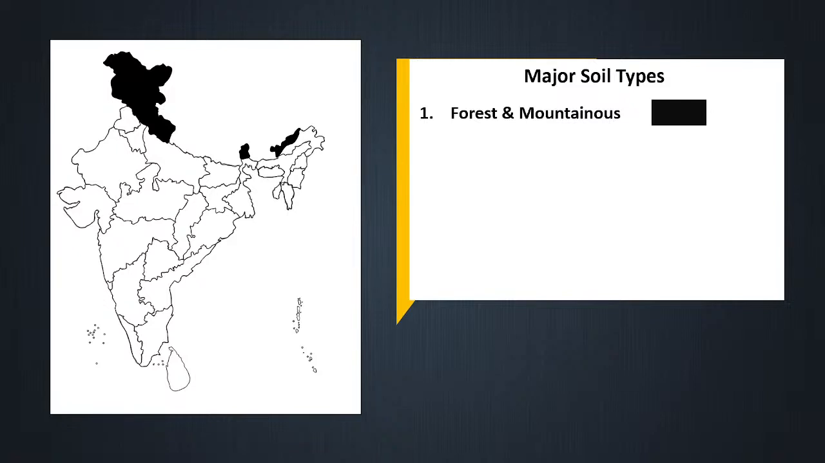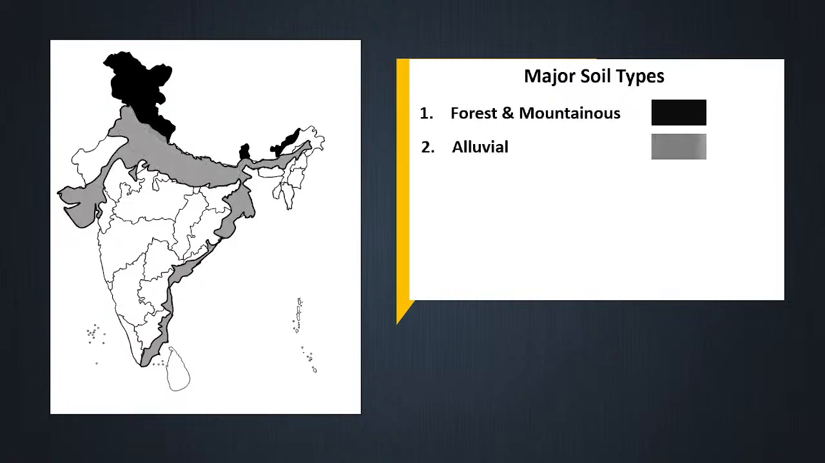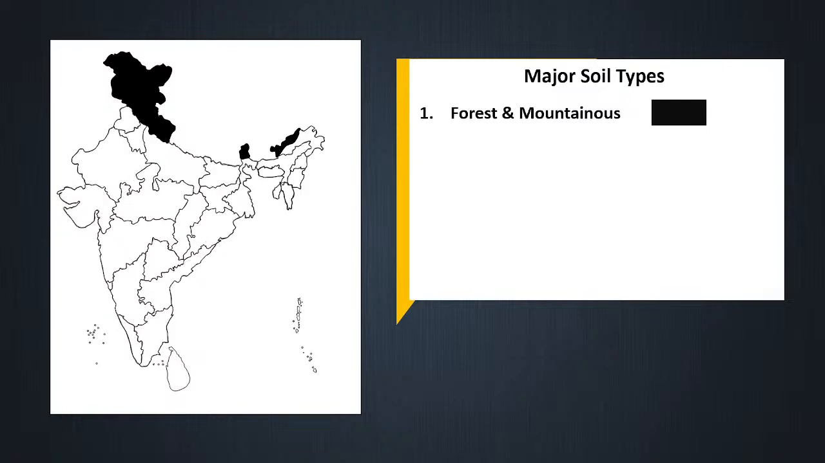Forest and mountains done. Jammu and Kashmir, Sikkim, and Arunachal Pradesh. Ready? Next, alluvial soil. Look at this. You're going to shade the regions of alluvial soil.